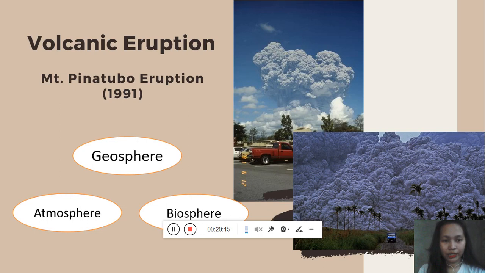So volcanic eruption. This is an actual photo taken during the eruption of Mount Pinatubo. So what can you see in the picture? Of course, huge gases from Mount Pinatubo releasing huge clouds of volcanic ash. Since the volcanic eruption originates from the geosphere, it can affect the geosphere and also the biosphere.